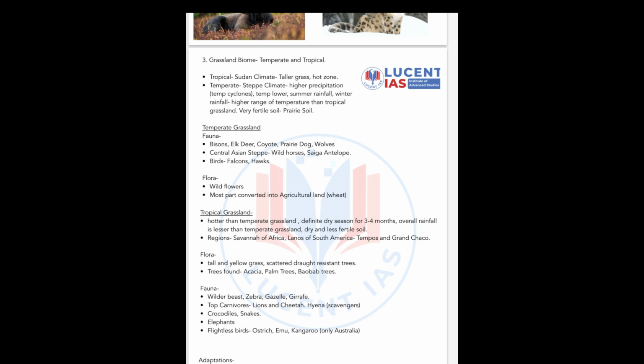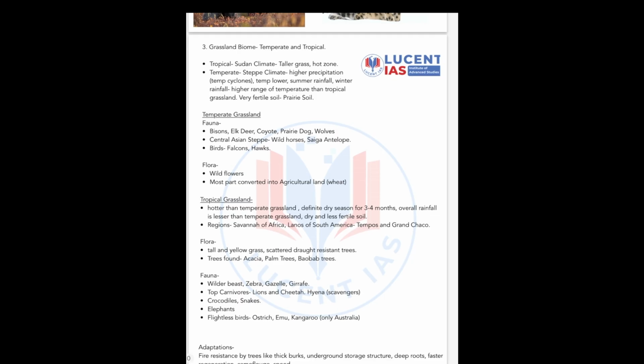So what are the fauna found here? Mainly bison, elk deer, coyote, prairie dog, wolves. In the Central Asian steppes, we find wild horses and saiga antelope, and birds like falcons and hawks. What is the flora found here? It is mostly wildflowers, since not many trees are present, and most part, as I have said, is converted to agricultural land, mainly because of wheat cultivation.